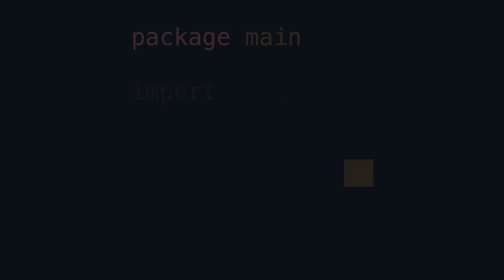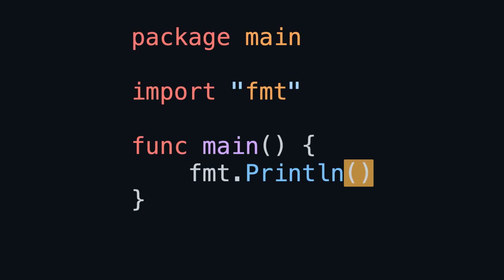We're exploring how to work with numbers in Go. It's simpler than you might think. Let's get started. We use the fmt.Println function to display output. Right now, it's empty, so let's add some numbers.